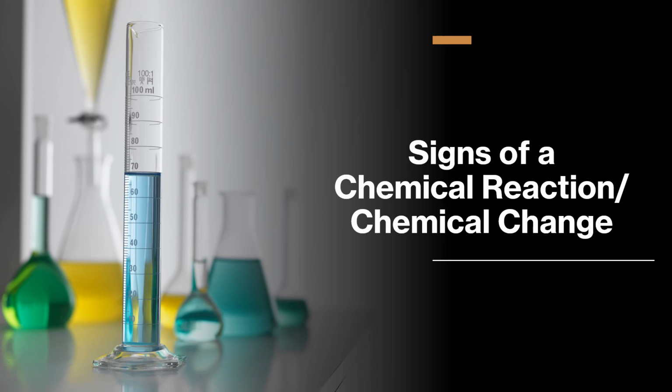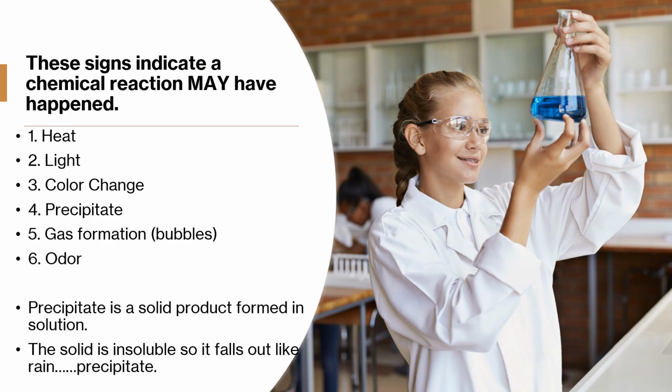You mix two substances together, how do you know a chemical reaction has occurred? Well, first of all, if you see a chemical equation, we have a chemical reaction. But there are signs that you can observe. The following 6 signs are signs that a chemical reaction may have happened. If you see these, a chemical reaction probably occurred, but not always.